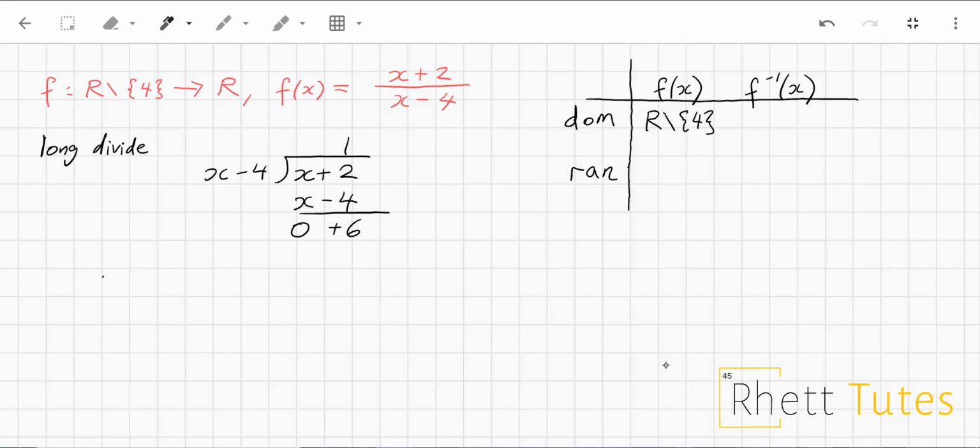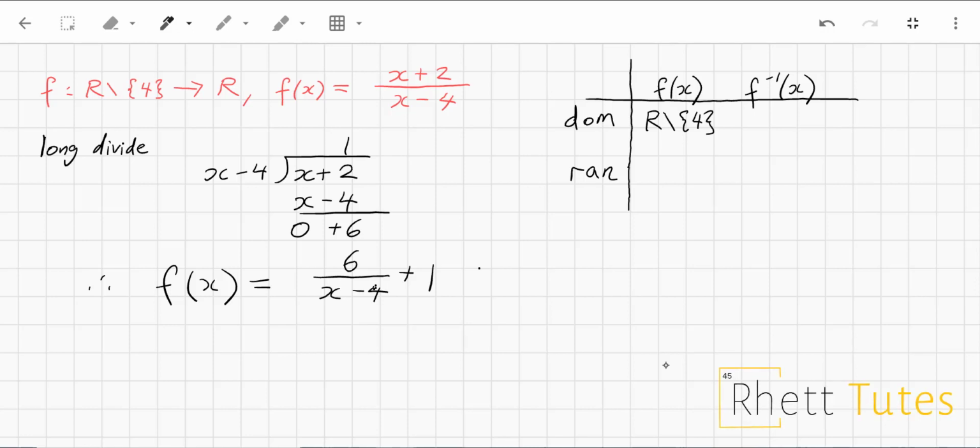Okay, so therefore the result of this long division is that f of x can be rewritten as the remainder, which is 6 over x minus 4, plus 1. This is essentially a rectangular hyperbola with an asymptote at x equals 4 and a horizontal asymptote at y equals 1. So then, in order to sketch this graph, I need to work out the y-intercept and the x-intercept.